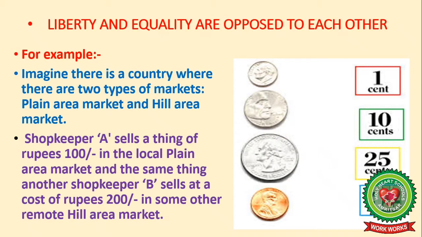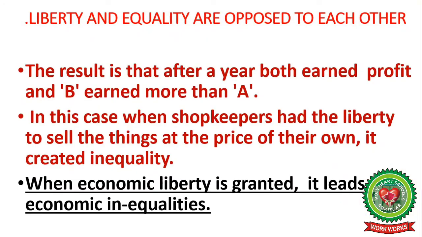So, shopkeeper A sells a thing at rupees 100 in the plain area market, and the same thing another shopkeeper B sells at the cost of rupees 200 in some remote hill area market. We know that if we go to a hill station, we always find things costly. So B sells it in the hill area market at the cost of rupees 200. So you see in this example, we don't find equality of cost. So equality is not here.